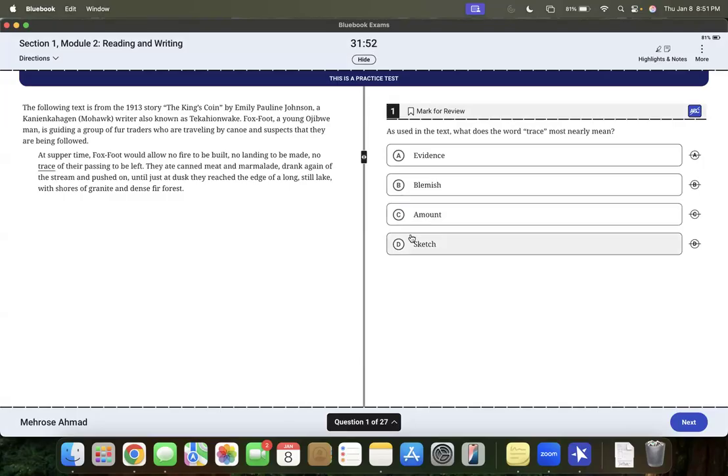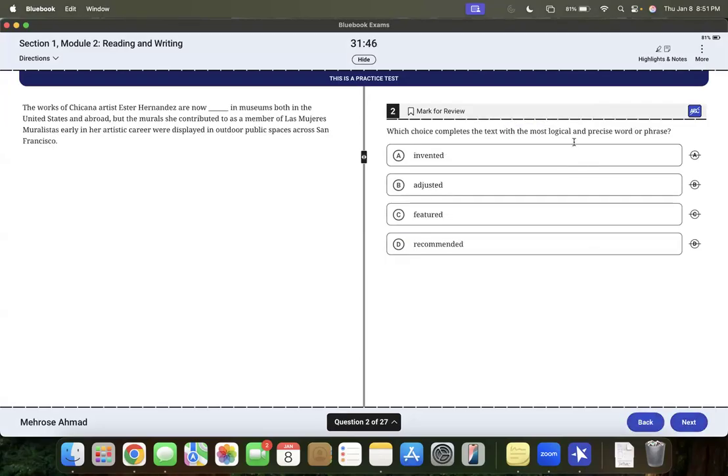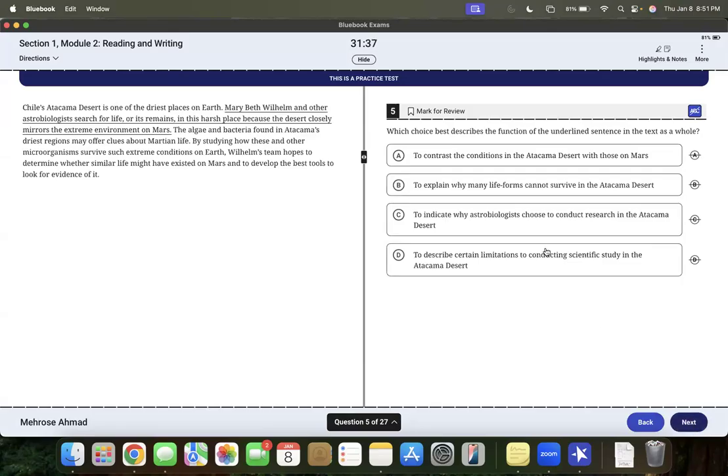So I'll just keep making sure that everyone's familiar with the format. This is the vocab question. Again, another vocab question, which is the most logical, precise word. What describes the function of the underlined text? So again, what is the sentence serving in the passage?